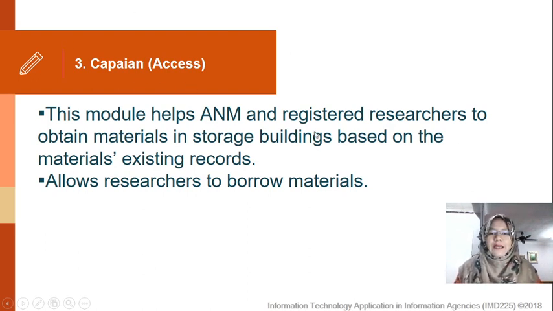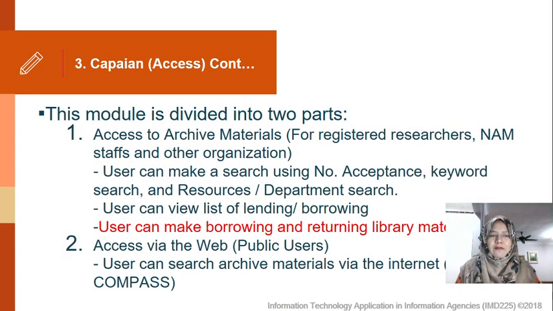This module helps ANM and registered researchers to obtain material in the storage building based on the material's existing records. It also allows researchers to borrow the material itself. This module is divided into 2 parts. Part 1 is access to archive materials for registered researchers, National Archive Malaysia staff, and also other organisations. Users can make a search using nombor acceptance, keyword search, and resource or department search. Users can view the list of lending or borrowing, and can also borrow and return library materials.